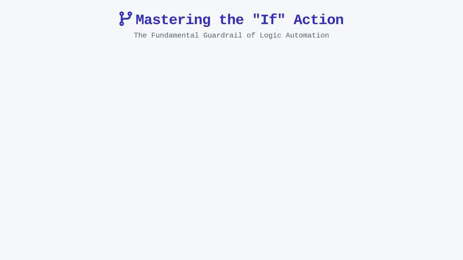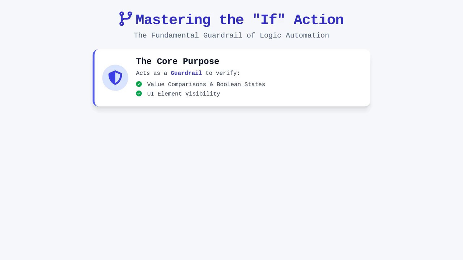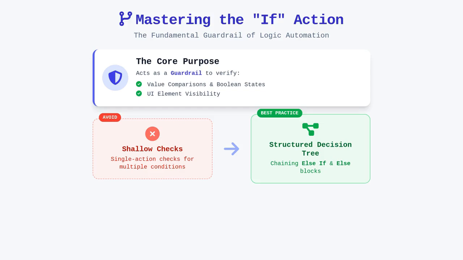The most fundamental building block in this domain is the if action. It serves as a guardrail for your logic. You configure it to compare two values, verify a Boolean state, or check if a UI element is visible on the screen. Whenever you find yourself needing to evaluate multiple conditions simultaneously, you should avoid the temptation to create shallow, single-action checks. Instead, you utilize the combination of else and else if blocks.